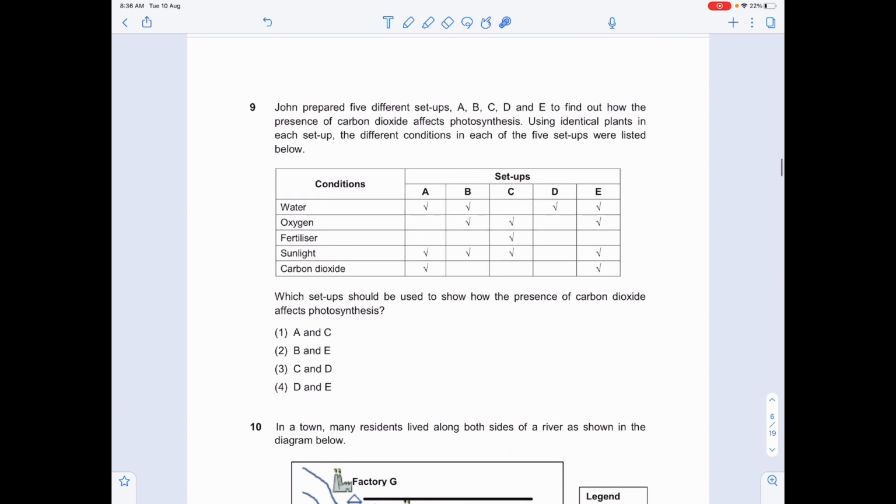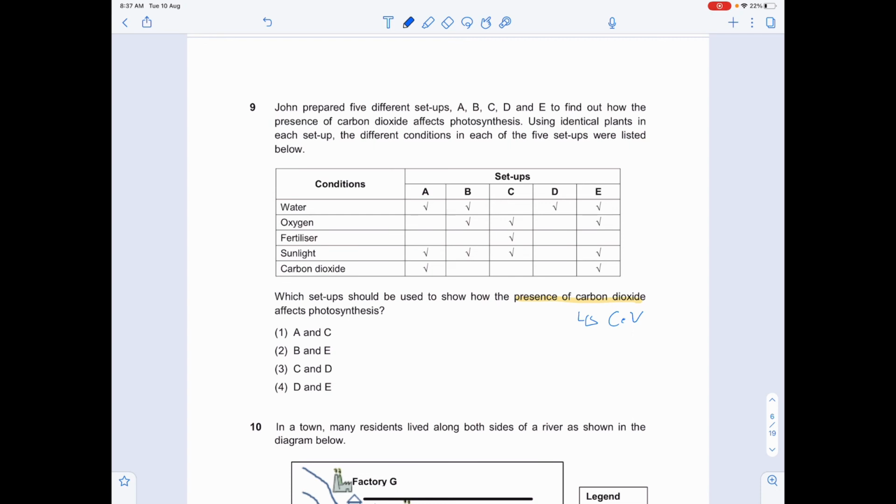So first things first, once again, we want to know what our change variable is. So our change variable is whether or not carbon dioxide is present, and our measured variable is the rate of photosynthesis.